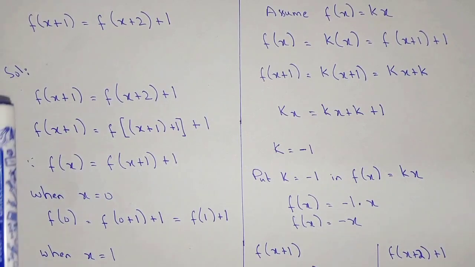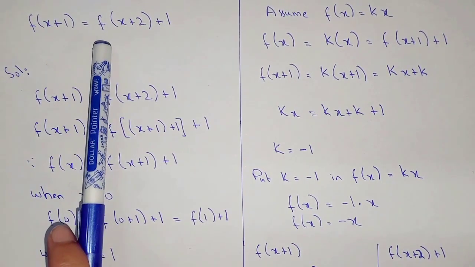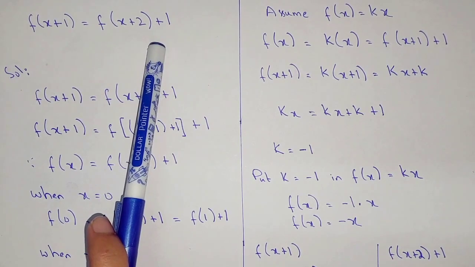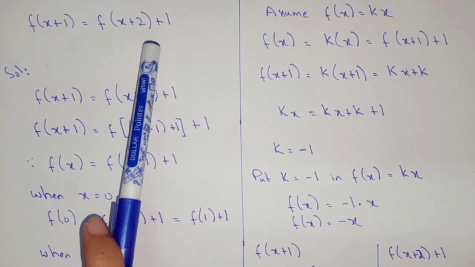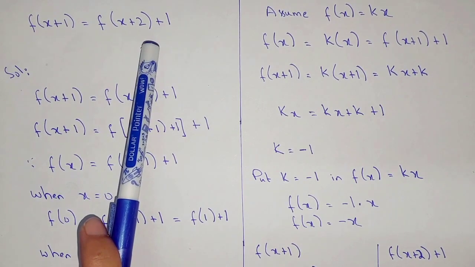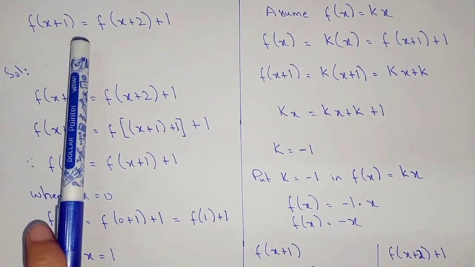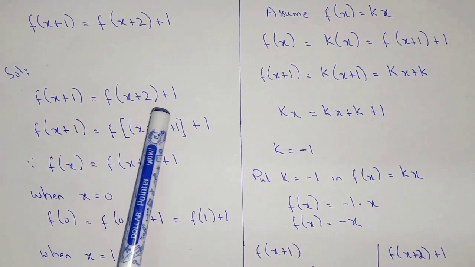In this video, we are given the question f(x+1) = f(x+2) + 1, and we have to find the function f(x). It means we have to find the input value, what should be the value of f(x), so that f(x+1) should be equal to f(x+2) + 1. Here we have this question.